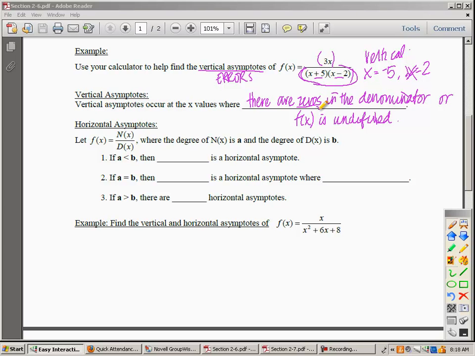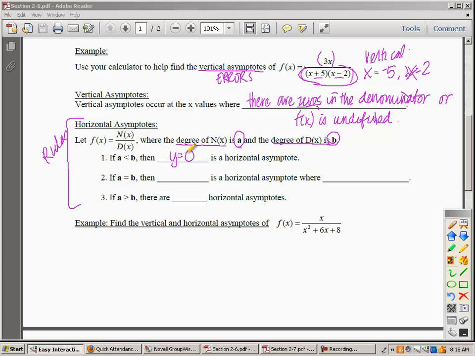Horizontal asymptotes are the ones where you have a few rules, and so you'll want to look at the rules as we go along. We talked about these in Algebra 2, but I just want to clarify. And we're talking about degrees. The degree of the numerator is a, the degree of the denominator is b. So if the degree of the numerator is less than the degree of the denominator, then you only have one horizontal asymptote, and that occurs at y equals 0. And we're going to look at some of these as well.